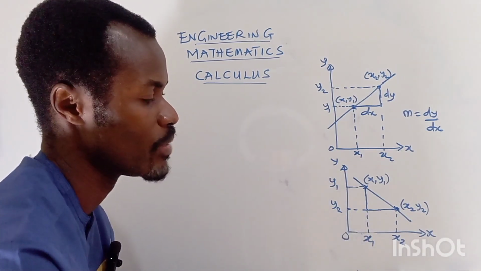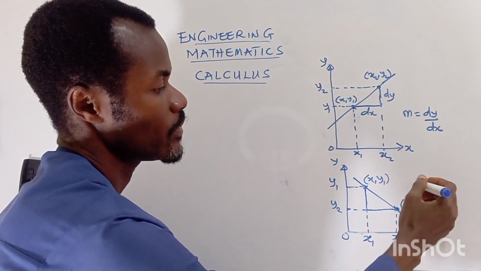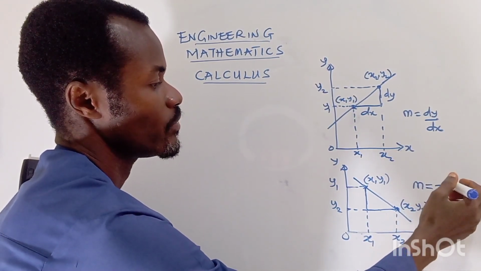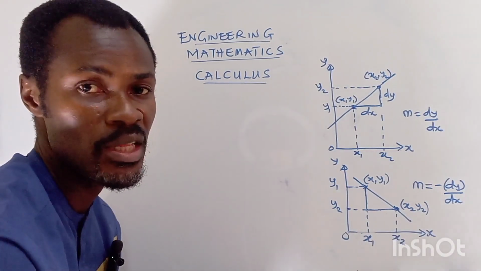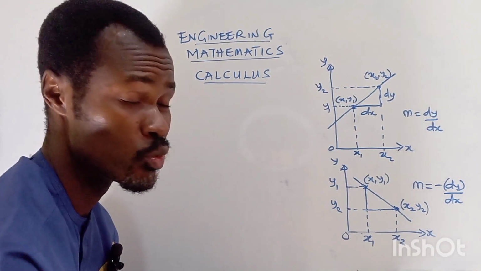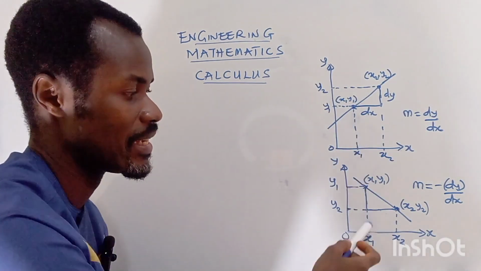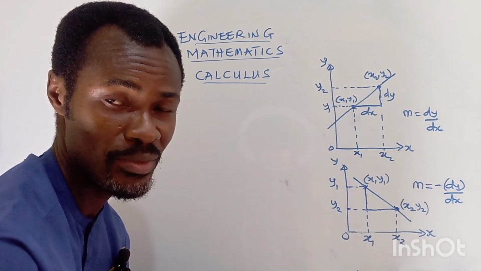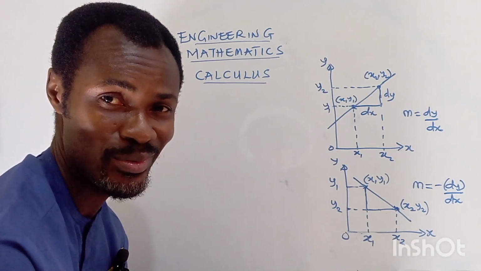Now, when you have a slope that is coming downward, your slope is going to be negative. We have dy over dx. The question is why has negative come in? We are going to do practical examples on this and see where this negative is coming from when we do our subtraction. So let's get into some examples and see.